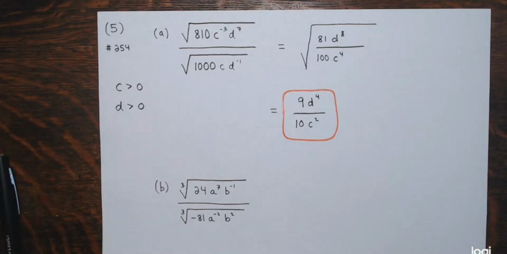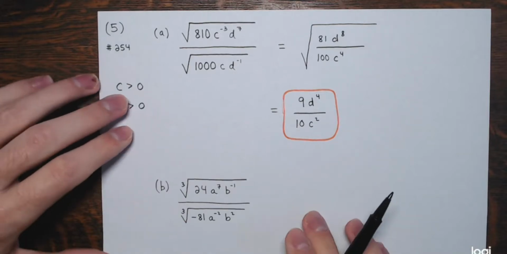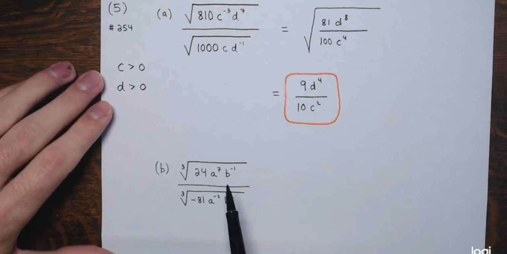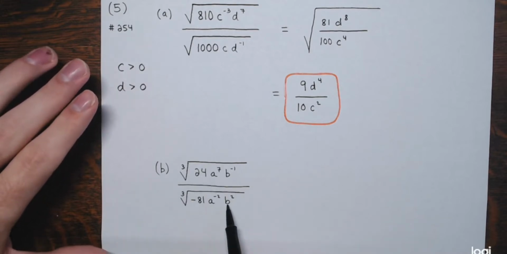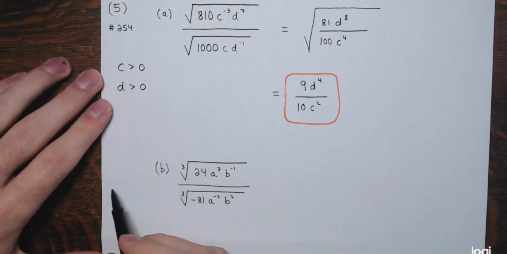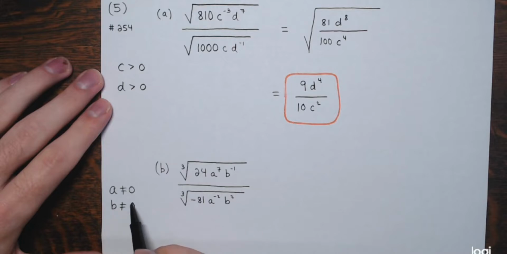All right, in part B, cube roots. So again here, the only values that the variables can't be are 0. A can't be 0, and b can't be 0, but anything else is fine here.